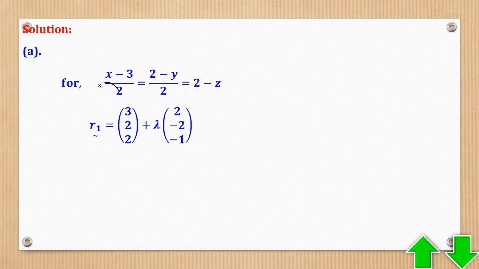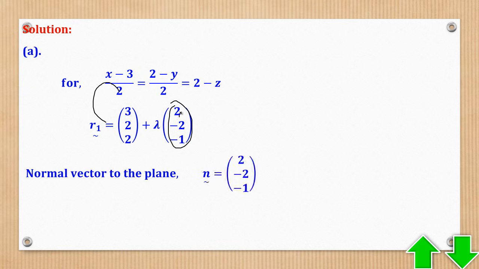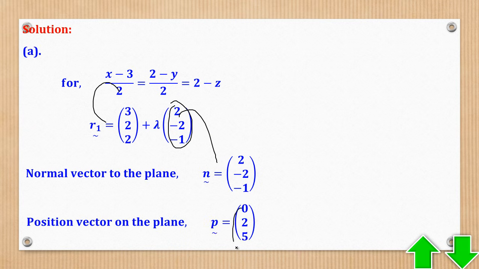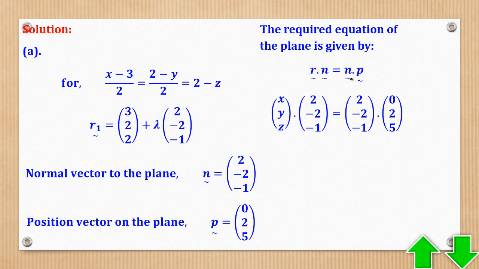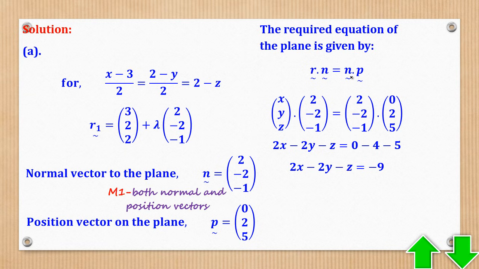So for this, in vector form, it is that, and this is the direction vector, therefore it should become our normal vector. Then the position vector on the plane is this point P. Then the required equation of the plane can be got by quoting the expression r dot n is equal to p dot n, where r is a variable, x, y, z, n is the normal, and p is a point on a plane. Then dot the two vectors, simplify, and that will be the equation they wanted.